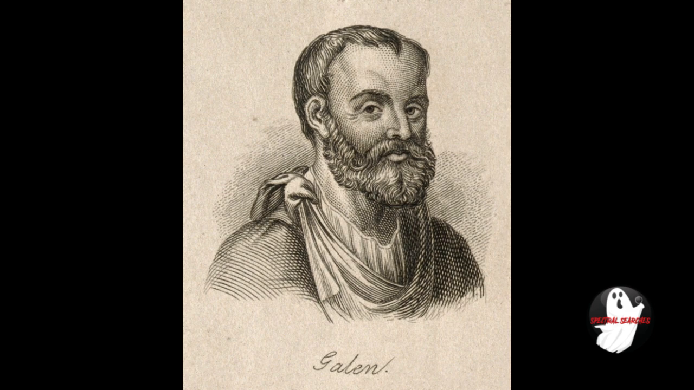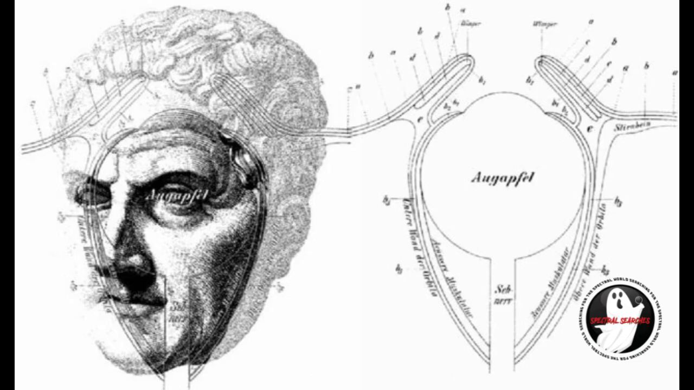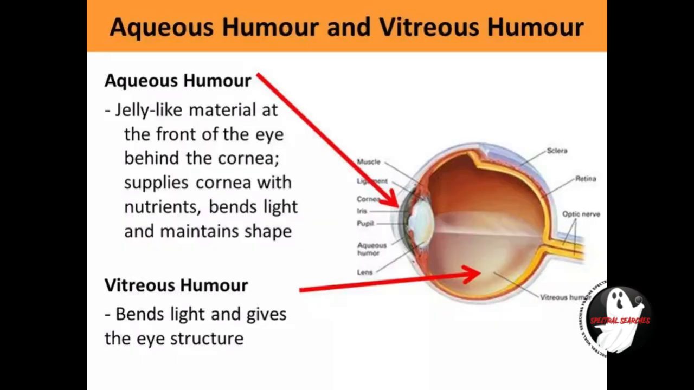He did this by looking at the workings of those that came before him, such as Rufus of Ephesus. Galen was able to describe the lenses, retina, cornea, iris, uvea, tear ducts, and eyelids, as well as two fluids he called the vitreous and aqueous humors.